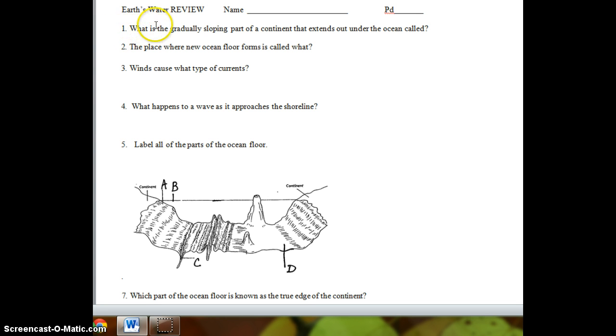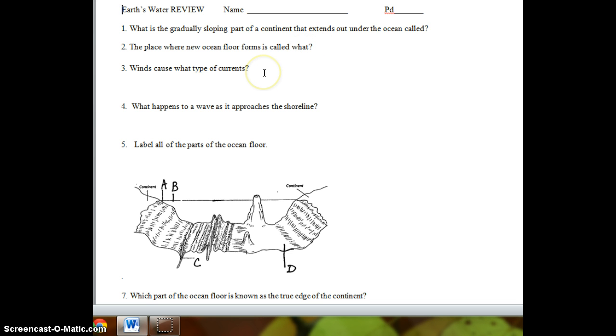Number one said, what is the gradually sloping part of the continent that extends out under the ocean called? That is the continental shelf. So number one was continental shelf. Number two, the place where the new ocean floor forms is called the mid-ocean ridge. That's where the magma's rising up through a trench, it cools and it hardens, and forms new ocean floor. So that's the mid-ocean ridge.